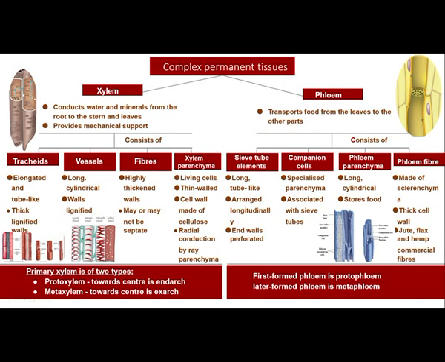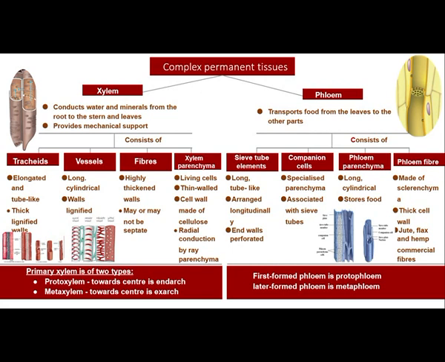Now, you can see why the xylem is called the complex permanent tissue, because it is made up of both dead and living types of cells. As the maximum constituent of the xylem is made up of dead parts, it is grossly called a dead tissue.